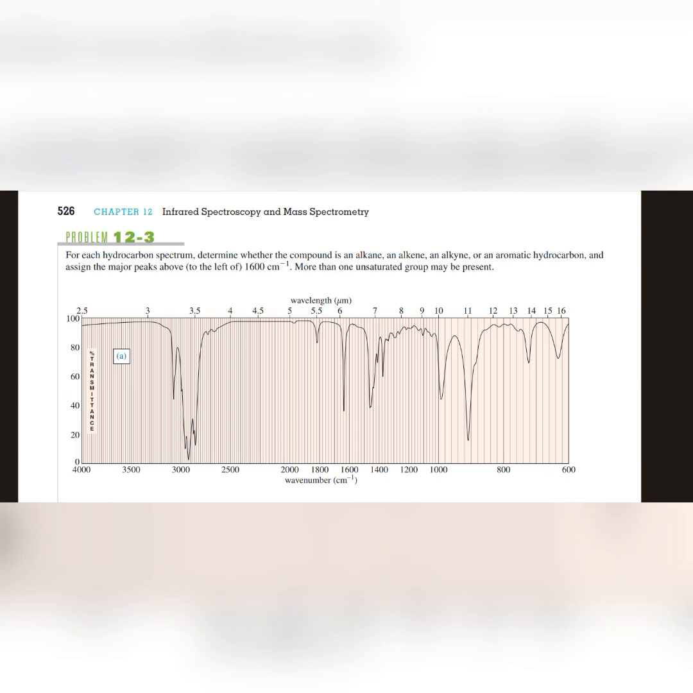For each hydrocarbon spectrum, determine whether the compound is an alkane, alkene, alkyne, or aromatic hydrocarbon, and assign the major peak above 1600 cm⁻¹. More than one unsaturated group may be present.